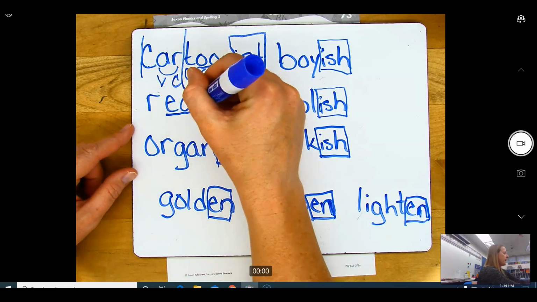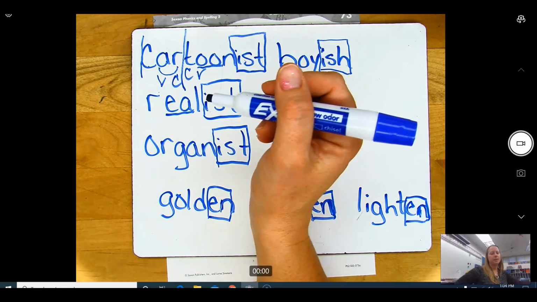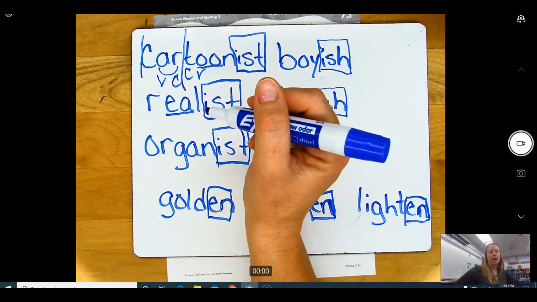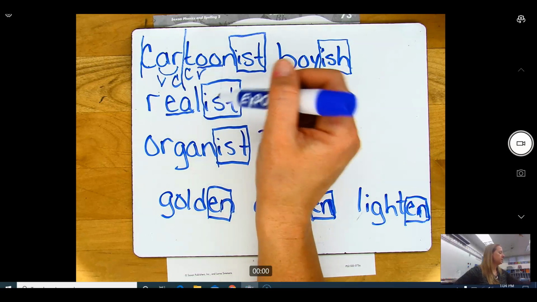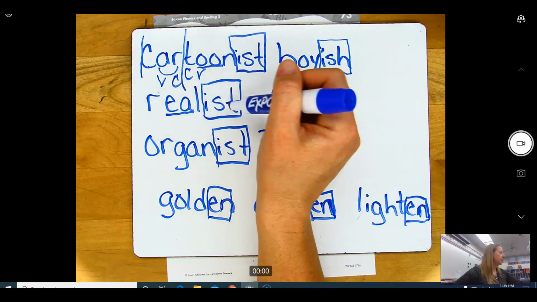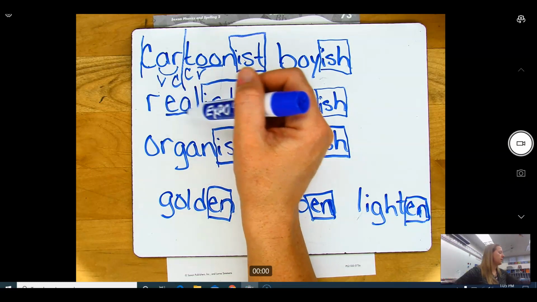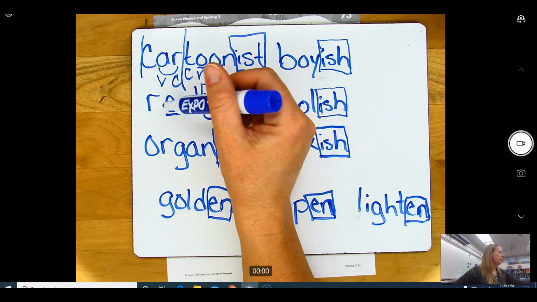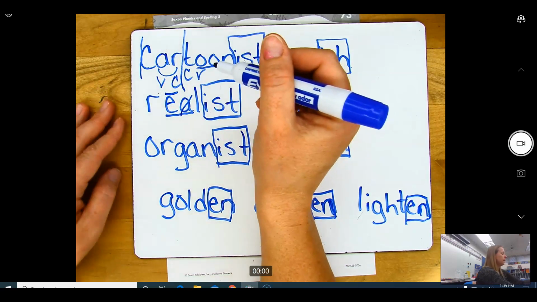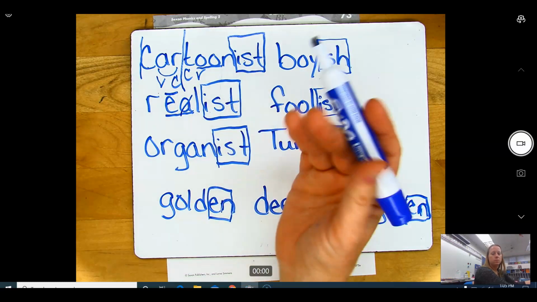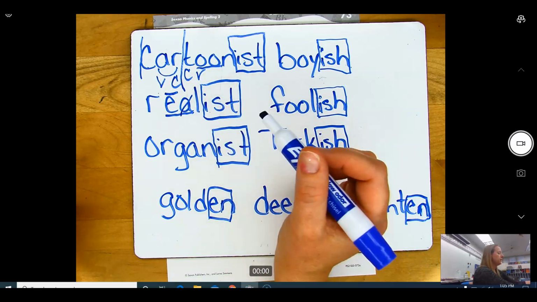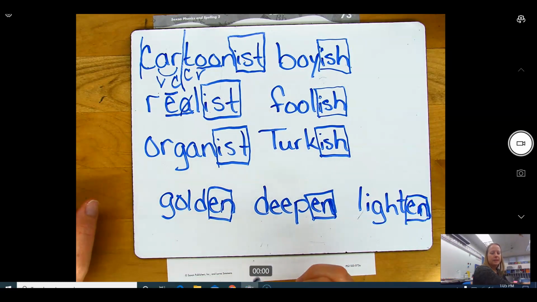Here we have ea. Now ea can make three sounds. It can make the long e sound, the long a sound, or the short e sound, eh. So when I start to read this word, we need to try all three sounds. Is it going to sound like leelist? Nope. Raylist, or relist? Realist. Okay. Someone who pretty much doesn't daydream. So they're a realist. They believe in what's happening now, and what they can see.